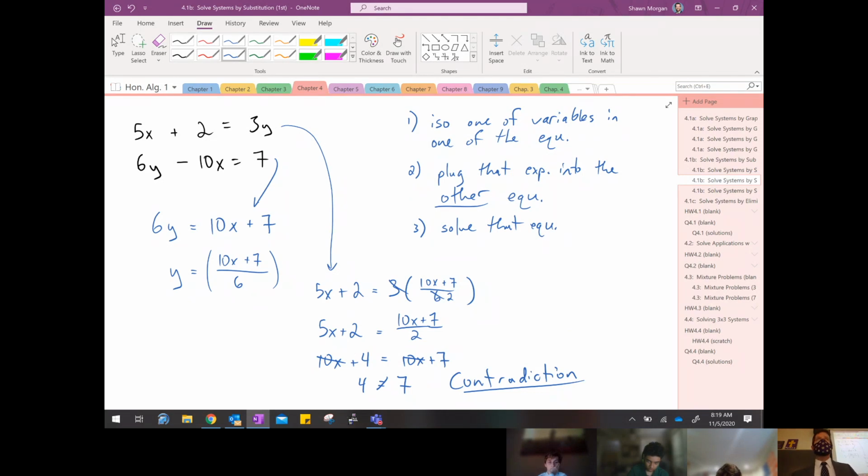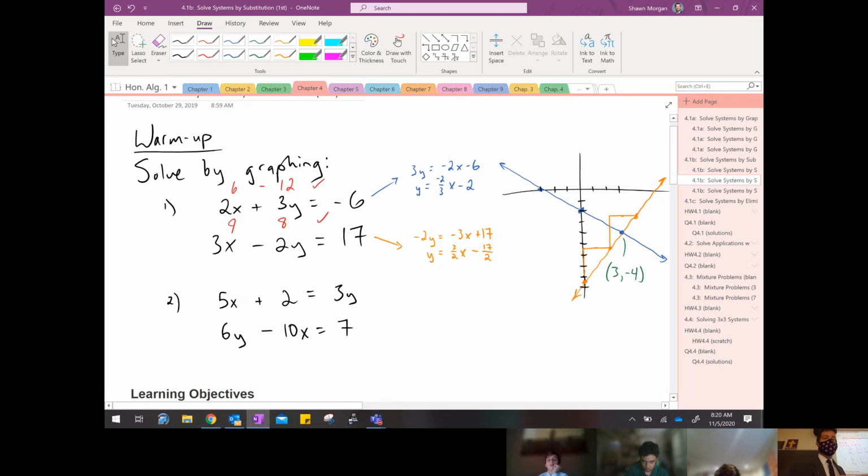If you reach a contradiction, you throw on the brakes and you say, well, stop. There's no way that 4 could equal 7. Therefore, there's no solution. So we're going to stop and say there's no solution. What are those 2 lines? Actually, if we were going back in the warm-up and we graphed those 2 lines out, they'd be parallel lines. We'd say, hey, there's no solution there at all.